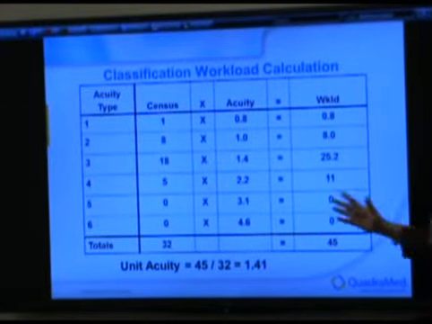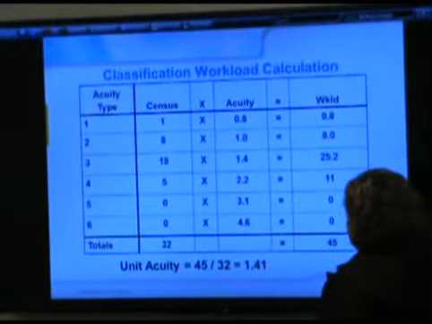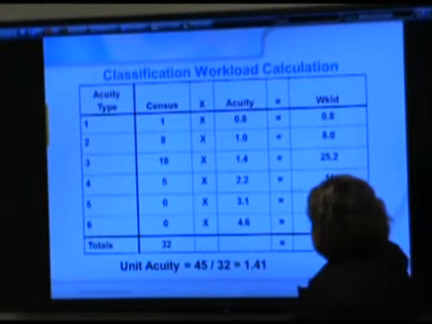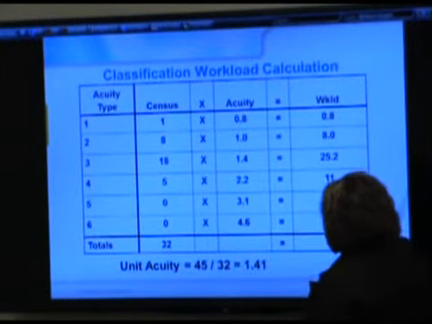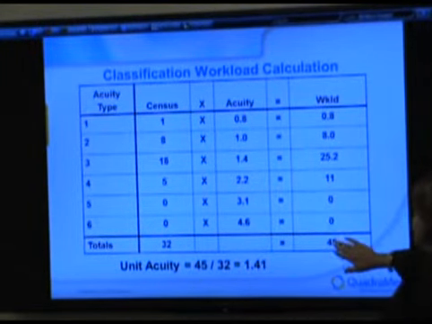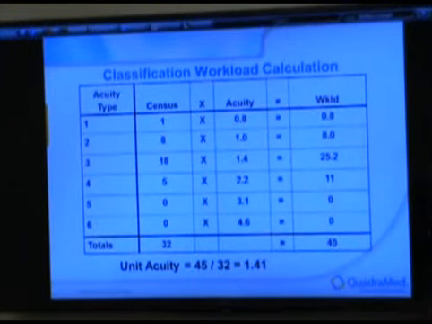So we take the census times the acuity, we get workload, we take the workload divided by the census, it gives you acuity. And when you see this 45, it means that the workload on this unit is equivalent to 45 type 2 patients. Okay?